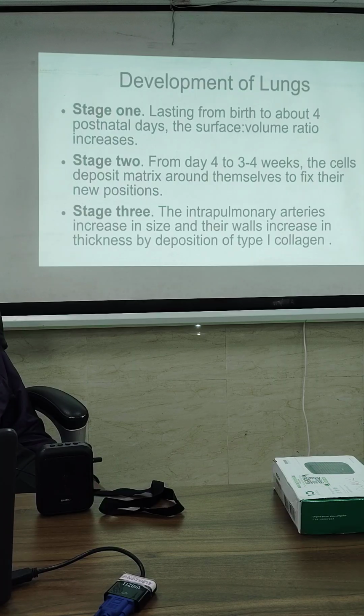Next. The intrapulmonary arteries increase in size and their walls increase in thickness by deposition of type 1 collagen. Before birth, there are type 3 and type 4 collagen in the pulmonary arteries, which are very soft. So now type 1 collagen is deposited, so it becomes a rigid structure.